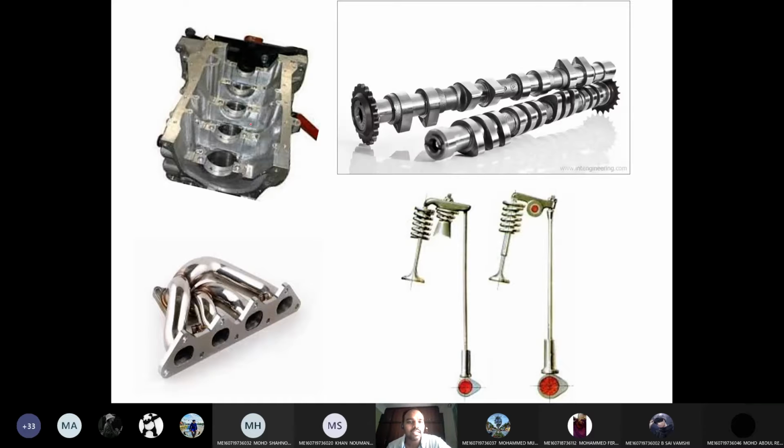Tell me, what is this one? This is the crankcase over here. Crankcase, the bottom portion of this one. Okay, and here you can see this is the camshaft.